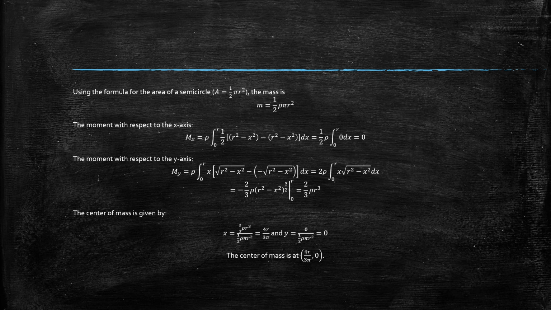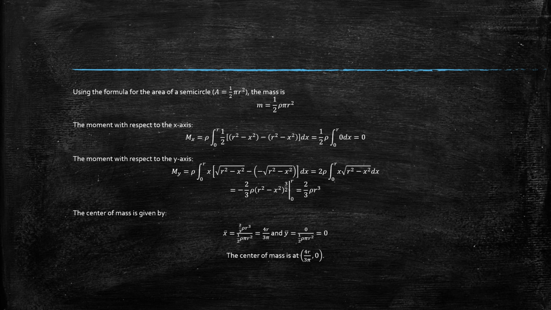Now to solve that integral, we could do a basic substitution. Let u equal what's underneath the radical, r squared minus x squared. Then du would be negative 2x dx. And when we do that, we'd end up with negative 2/3 rho times the quantity r squared minus x squared to the 3/2 from 0 to r, which would equal 2/3 rho r cubed.